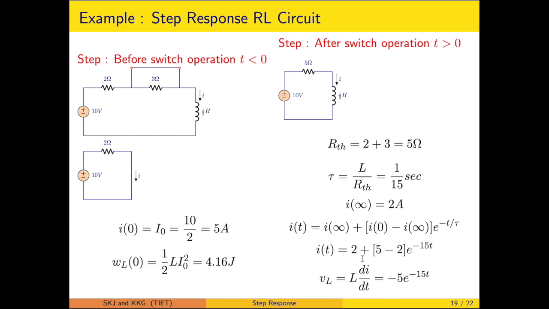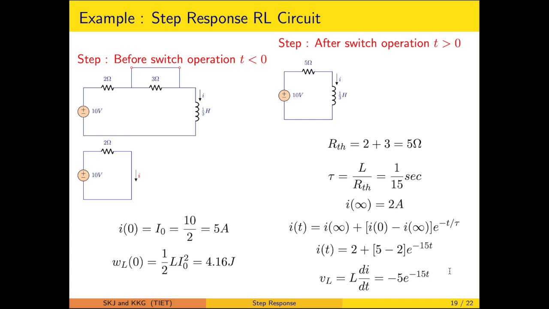The final current you are able to calculate likewise, which gives rise to 2 plus (5 minus 2) e to the power minus 15t, or you can say 2 plus 3 e to the power minus 15t. As time progresses, this transient component will vanish. The VL comes out to be L di by dt. Here what we are seeing is that the voltage comes out to be negative. The negative voltage suggests that the current level is decreasing in this particular example in comparison to the initial current I0.